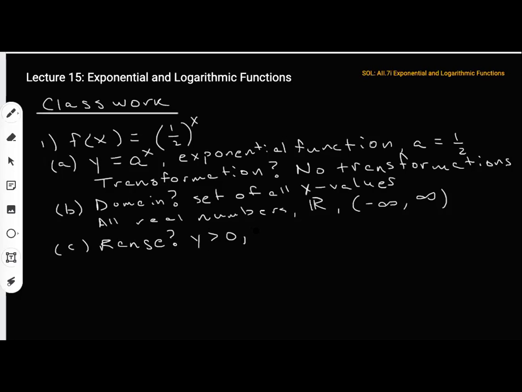So you could say y is greater than 0, or you could say 0 to +infinity, since the y values are only going up from 0. And so those are the two ways that you can describe it. I guess you could also write it this way: y is between 0 and +infinity.